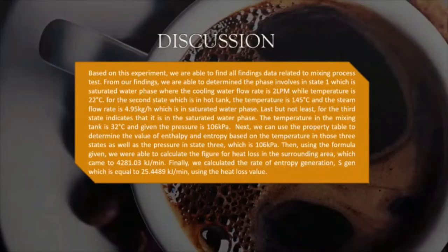Next, we can use the property table to determine the value of enthalpy and entropy based on the temperature in those three states, as well as the pressure in state 3, which is 106 kPa. Then, using the formula given, we were able to calculate the figure for heat loss in the surrounding area, which came to 404,281.03 kilojoule per minute. Finally, we calculate the rate of entropy generation, SGen, which is equal to 25.4489 kilojoule per minute using the heat loss value.